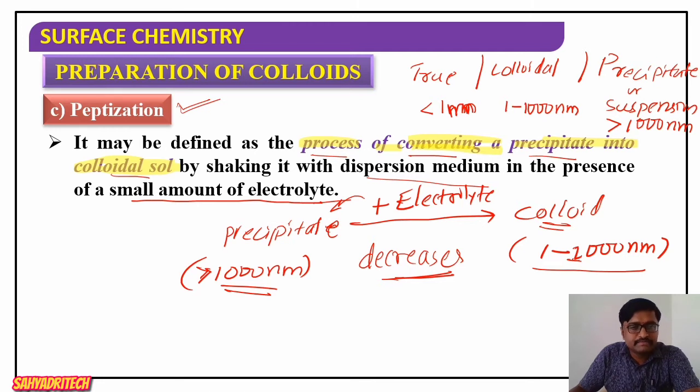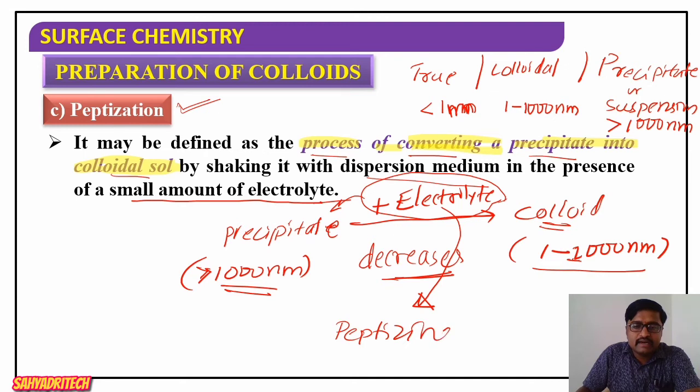Please remember, what is peptidization? It is the process of converting a precipitate into a colloidal sol by shaking with the dispersion medium in the presence of a small amount of an electrolyte. Since for peptidization it is necessary to add a suitable electrolyte, the added electrolyte is called the peptizing agent, since it is responsible for peptidization.